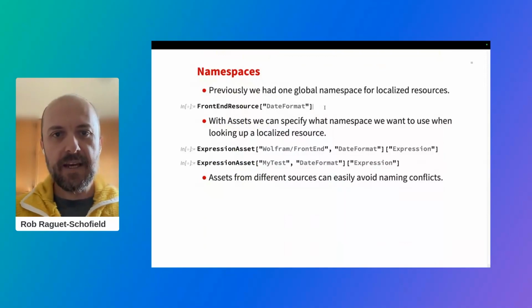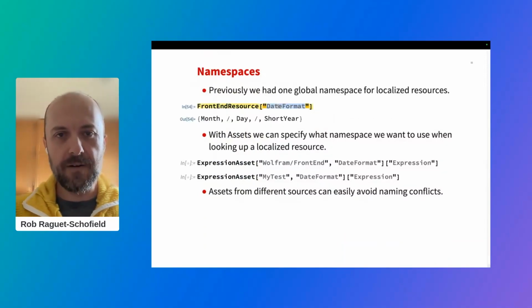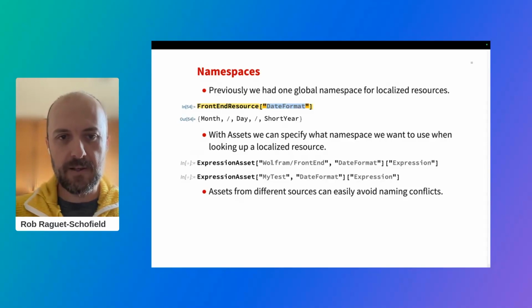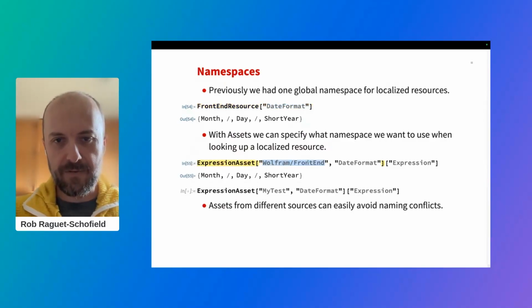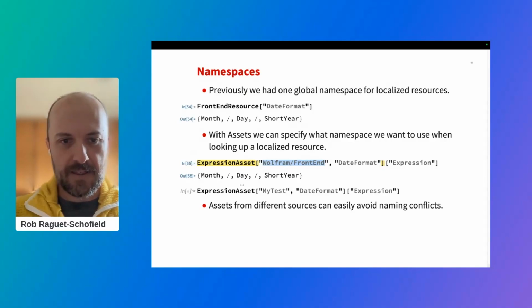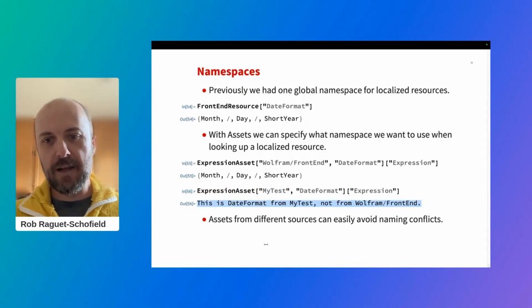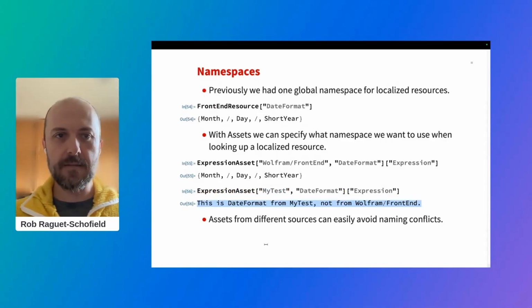Namespaces. Previously we had one global namespace. You asked for one resource, and it has a value associated with it. With assets, we can specify what namespace we want to use when looking up a localized resource. So that same date format resource, we can ask for it in the Wolfram/frontend namespace and get the same value. But my test also has a resource named date format that has a different value. So I can ask for the my test version and get different values. So we can avoid naming conflicts using namespaces like this.